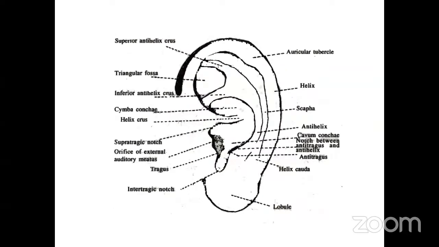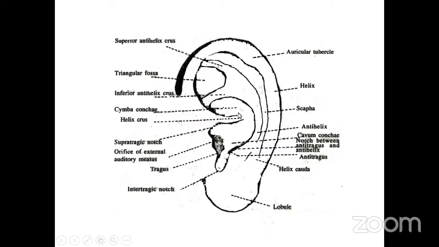But how do we locate? For that, you first of all need to understand the anatomy of the ear. Who knows what all is there in the ear? This is there. Does everyone remember? What is the helix? What is the anti-helix? Okay. So this part of the ear is called the helix. This is called the helix. And this part is called the anti-helix.